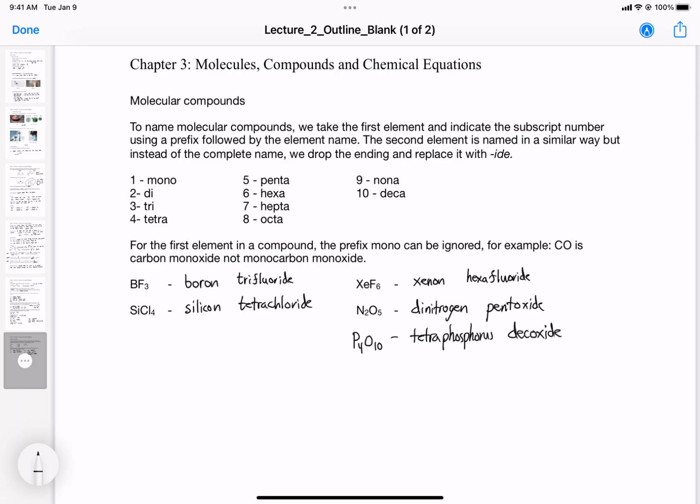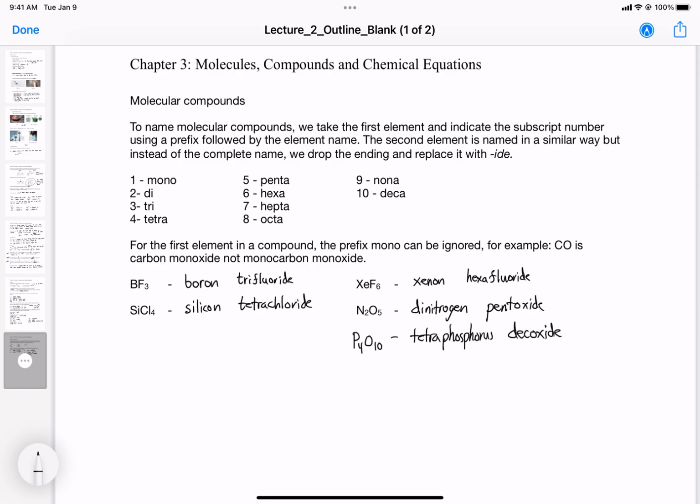Chapter 3, molecules. This is the last part of this lecture. We've been talking so far about molecules, compounds, and naming them generally. We'll talk chemical equations in the next lecture. Molecular compounds: to name them, we take the first element and the second element, and we use prefixes to indicate the number of each element in the compound.